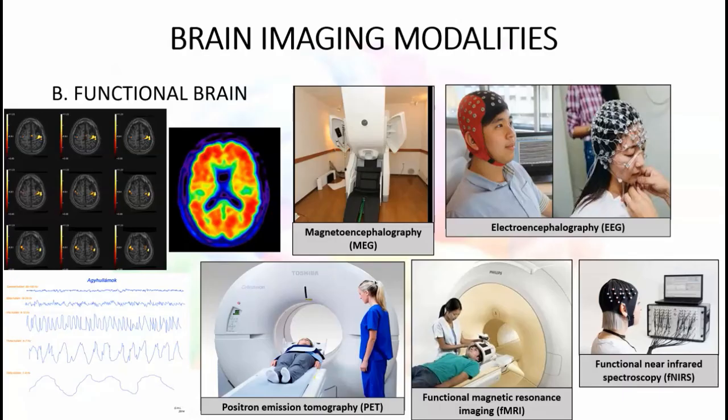The following are the 5 common types of functional brain imaging modalities used in the cognitive neurosciences and related fields to study how human brain systems work and are connected, which are magnetoencephalography, electroencephalography, positron emission tomography, functional magnetic resonance imaging, and functional near-infrared spectroscopy. I will briefly describe these imaging modalities after this.